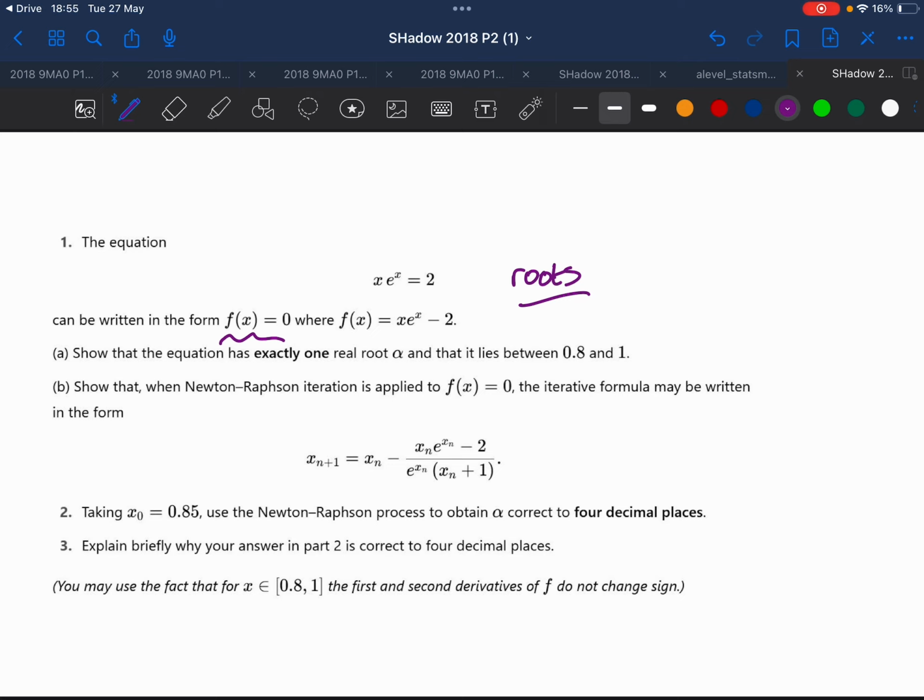It says show that there is a root between this. Normally it wouldn't say exactly one root, okay? It would just say a root. So the idea is that we take the numbers of the question, or sometimes they give us a more specific number, and we evaluate the function. And what we're looking to do is a couple of things. So the first thing is we're just showing what that value is to quite a few decimal places. So let's do the first one. So 0.8 times e to the 0.8 minus 2.